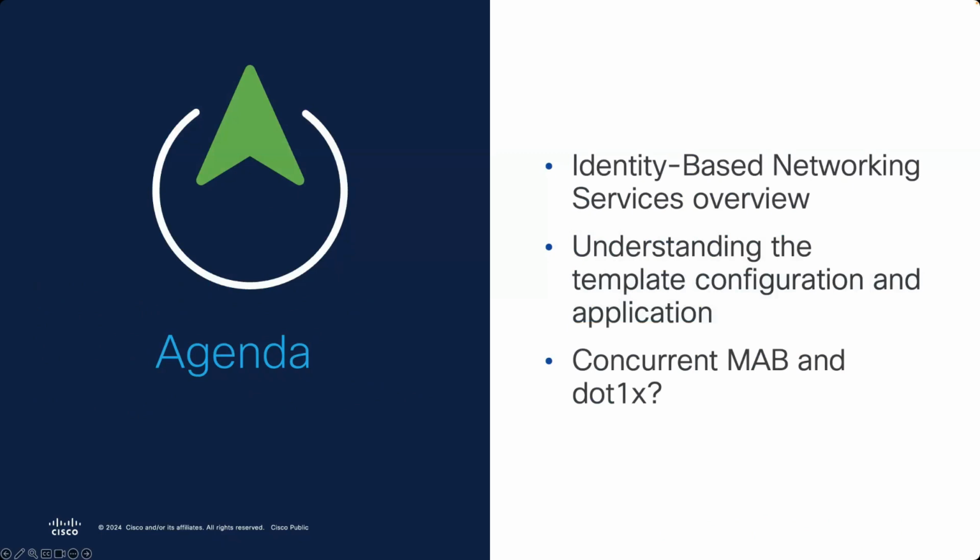What I expect to cover today with you is a quick overview on identity-based networking services, which is the IBNS, understanding a lot of the key features of the templates that I have, that I've used and shared out. That'll be the bulk of the conversation. And then we're going to round it out talking about something that we see a lot of questions on, concurrent MAB and 802.1X.